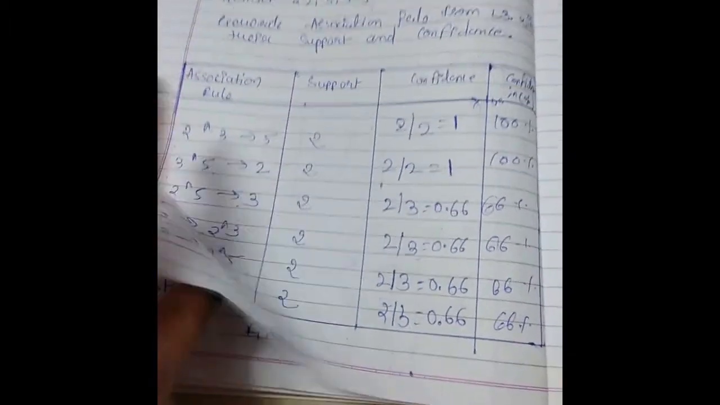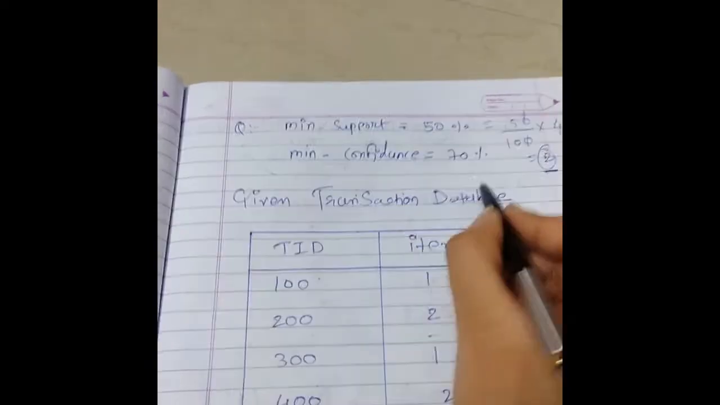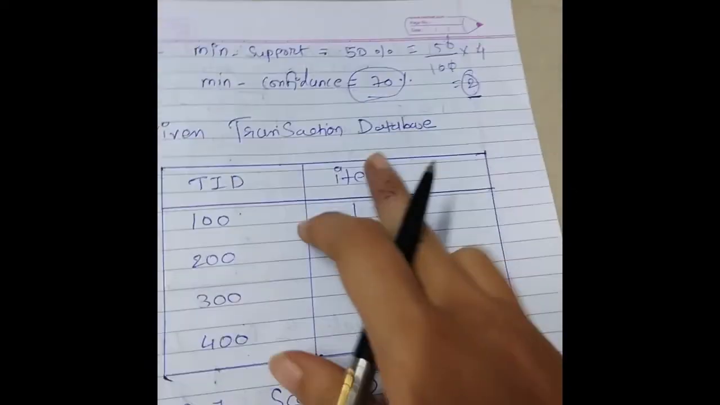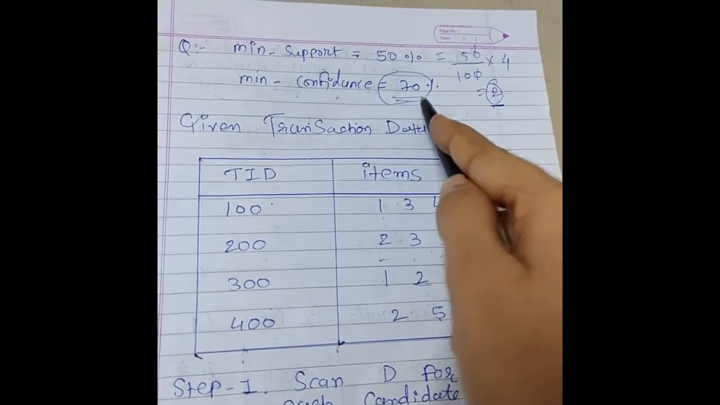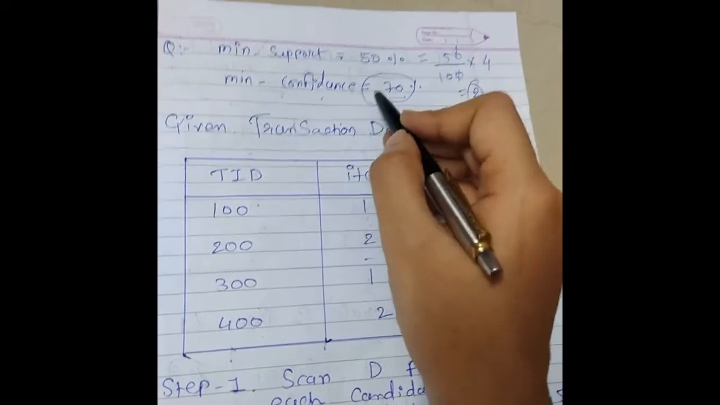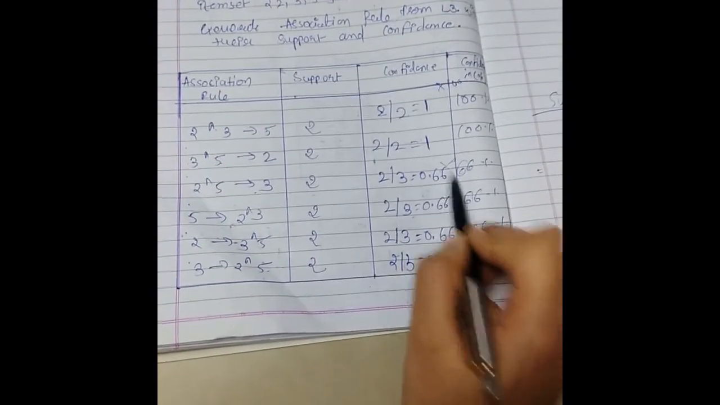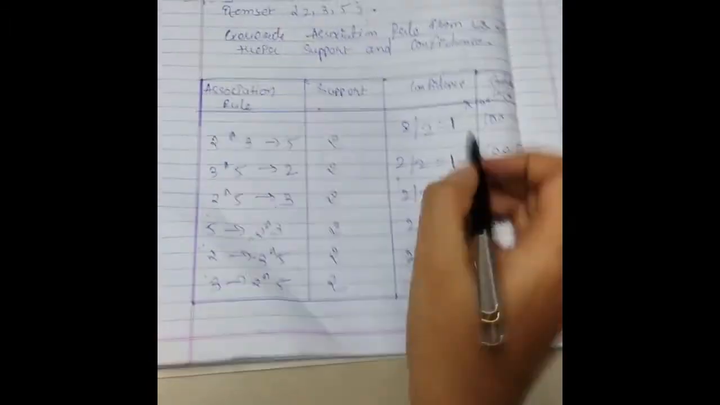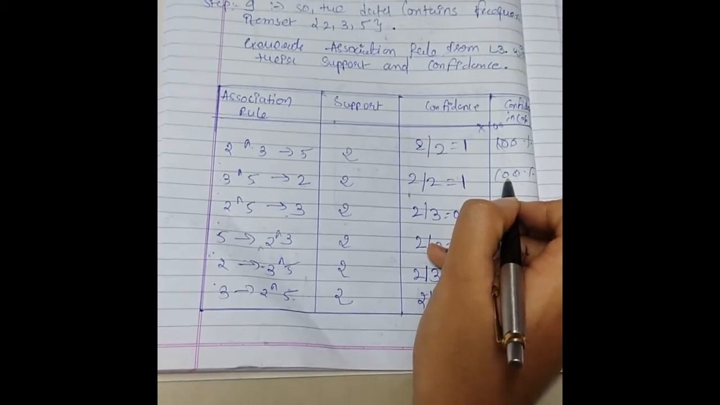Now the minimum confidence is already given in the question, which is 70%. So as before, we compare our calculated confidence with this minimum confidence and discard those rules whose confidence is less than the minimum. We know that 66% is less than 70%, so we discard all the rules which have 66% confidence. These are the two rules which have 100% confidence.